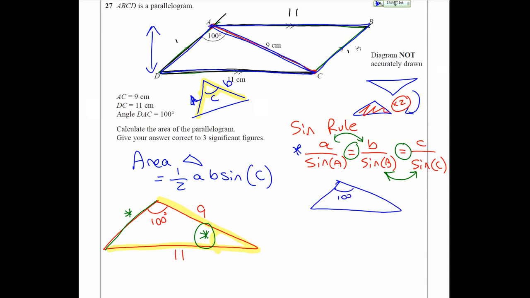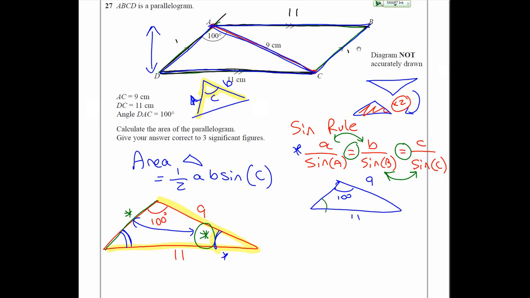100, 9, 11, and we don't know this length, so we can't yet find this angle, but no worries, because angles in a triangle add up to 180. So if we find this missing one, it's very easy to find the one we actually want. That's a cool little trick. So let's pretend we wanted this one and go from there.